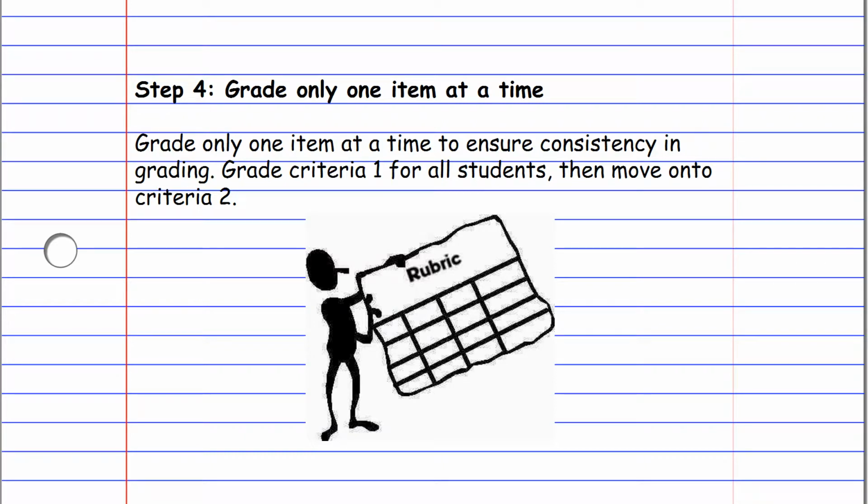The fourth step is to grade only one item at a time. Instead of grading one student's entire paper, score each student based on criteria 1, then score each student's paper based on criteria 2, and so on. This will ensure consistency in your grading and will provide you, the teacher, with reliable test-based interpretations.